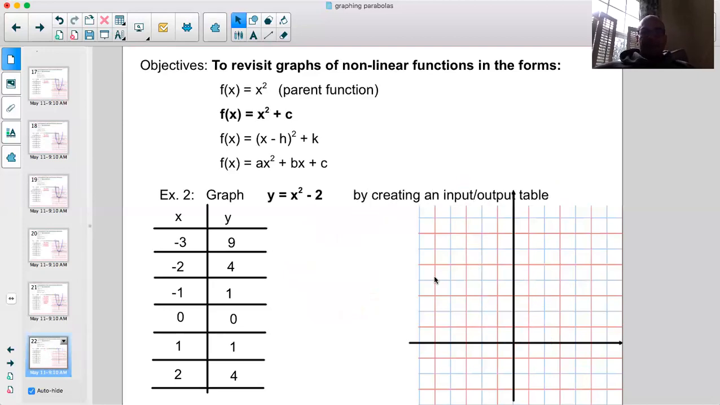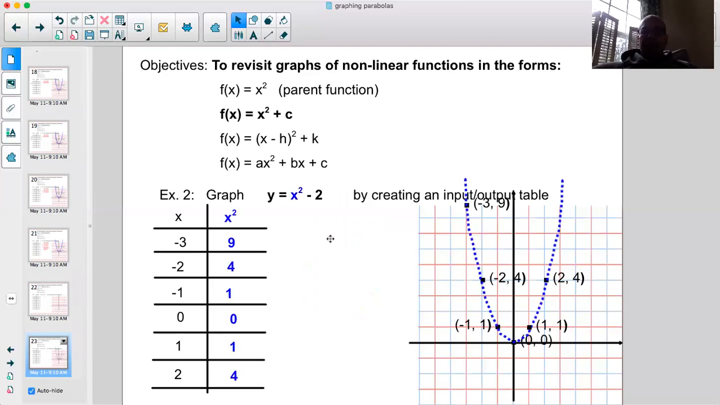Okay. So what happens when you get a little bit more creative, or a little more involved? x squared plus c. In other words, x squared with some adjustment at the end. And I say adjustment at the end because I don't want to reinvent the wheel here. If I'm going to create an input-output table for y equals x squared minus 2 in my second example, I'd like to keep in mind that I already had a whole list of x squareds here.